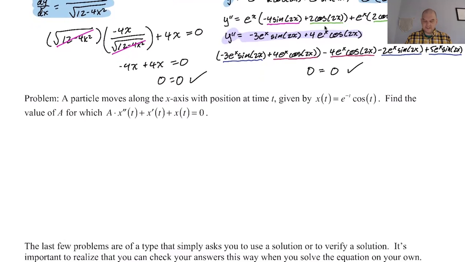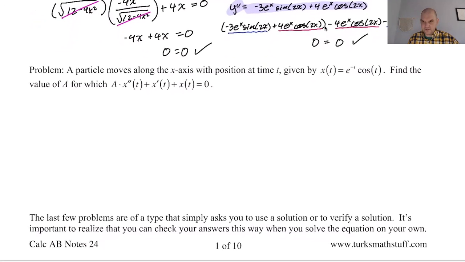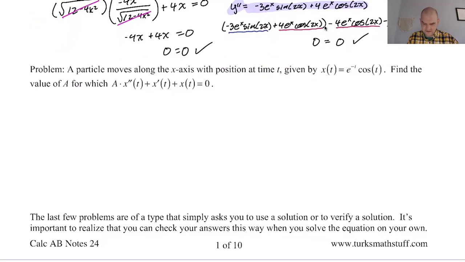The key thing here is to be really organized when you find your derivatives, especially since e to the negative t is going to introduce a negative sign, and the derivative of cosine is going to introduce a negative sign. There's a lot of negative signs in here. So let's be really careful. To do this successfully, we need to know what x double prime is, which we don't. We'll need to know what x prime is, which we don't. And we'll need to know what x is, which we do. So far we're 1/3 of the way to being able to start the problem.